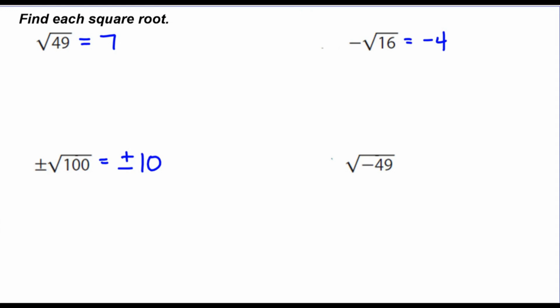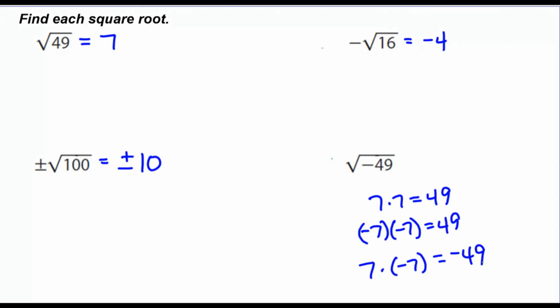And then the last one here, the square root of negative 49 is, oh, this can't happen. What number times itself is negative 49? There isn't one. No number times itself is negative 49. If I take 7 times 7, that's 49. If I take negative 7 times negative 7, that's also positive 49. I can't take anything times itself and get negative 49. It would have to be 7 times negative 7. That gives me negative 49. But these two numbers are not the same thing. It's not a number squared. So I cannot get a negative number by squaring something. Anytime you square something, it's going to end up positive. So we say there is no real solution.